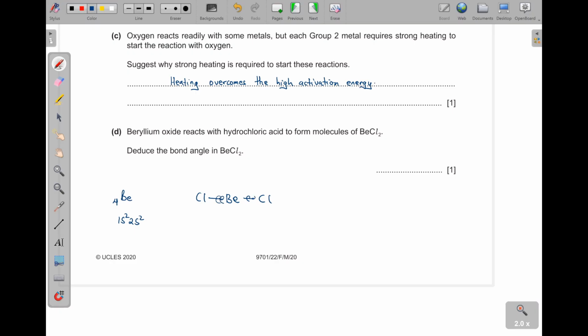So in the sharing of these electrons, we are going to see that this one will be 180 because we don't have any lone pairs. If we had lone pairs, using valence shell electron pair repulsion theory, then we wouldn't be having this one as linear. So the shape here is linear, okay? And therefore the angle here has to be 180 degrees.